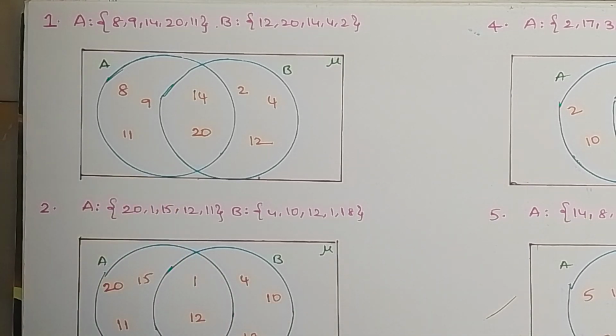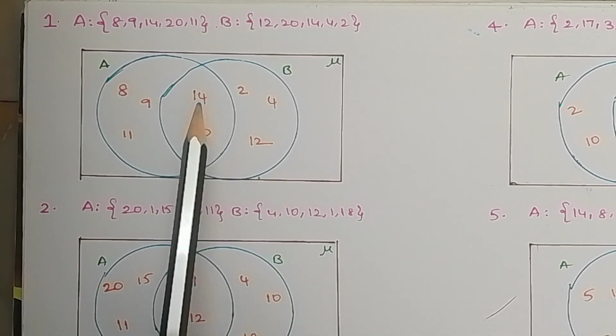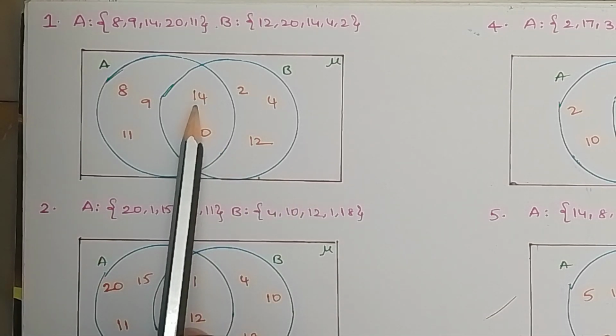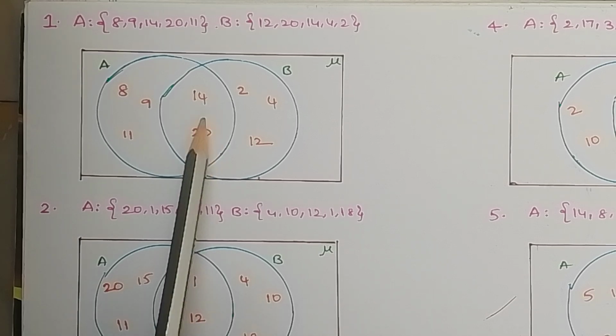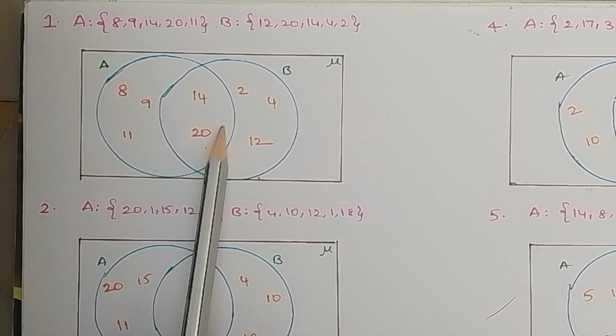So first one: set A is given as 8, 9, 14, 20, 11 and set B equals 12, 20, 14, 4 and 2. First of all we need to write the common elements in both the sets. Which are repeated in both the sets? In this scenario 14 and 20 are repeated, right? 14 is in set A and 14 is also in set B, and 20 too. So these we will write in the middle region.